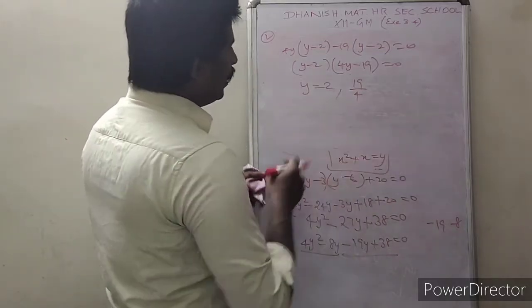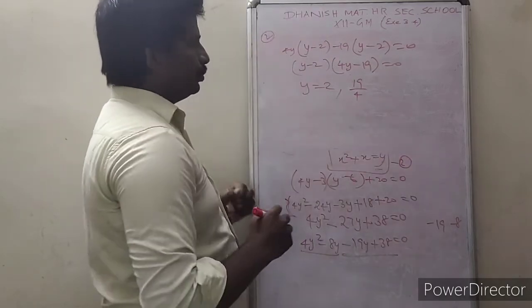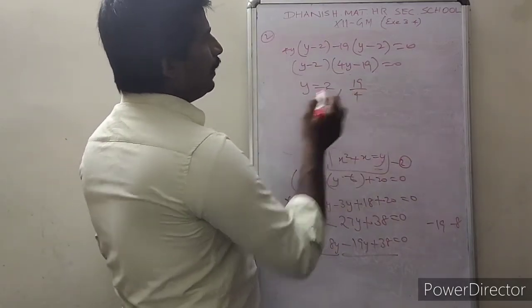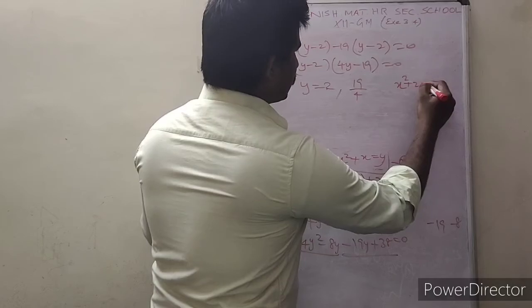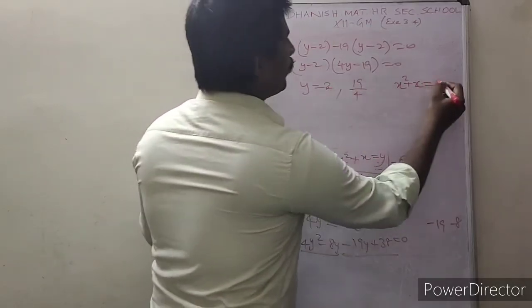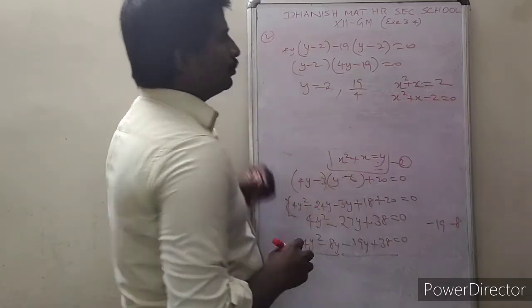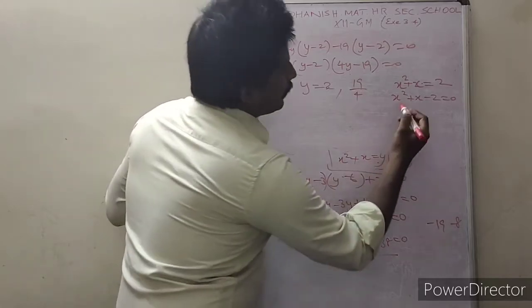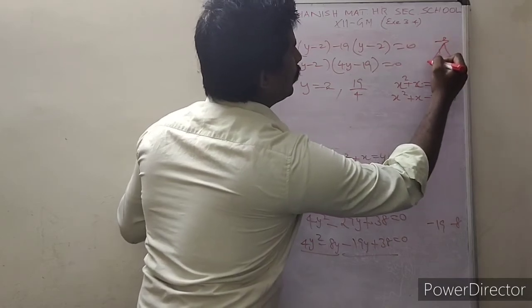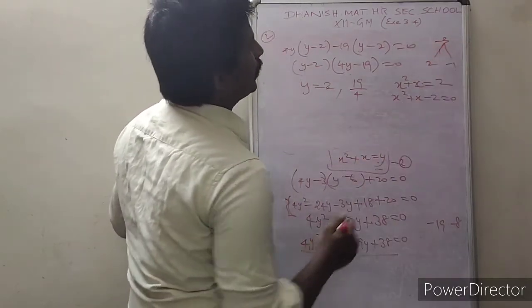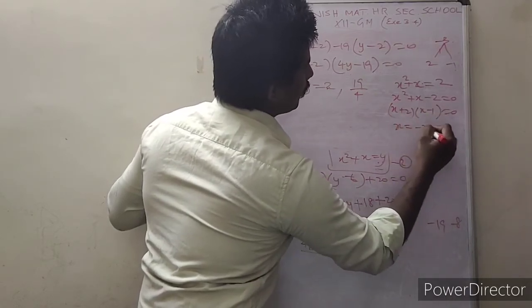Now I'm going to substitute y as 2 and 19 by 4 in equation 2. So what will happen? x square plus x equal to y. Instead of y, I am going to put 2. So x square plus x minus 2 equal to 0. Splitting the middle term concept: our multiplicative factor is minus 2, and the additive factor is plus 2 and minus 1. So (x plus 2)(x minus 1) equals 0. Our x values are minus 2 and 1.